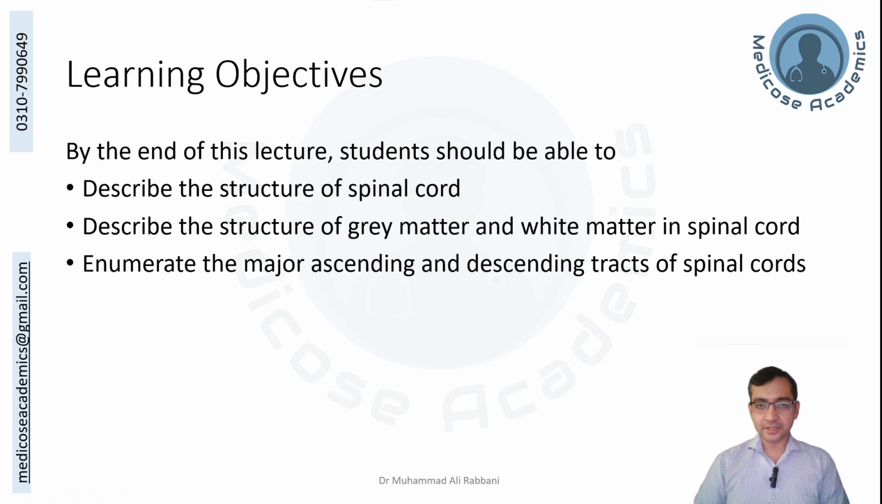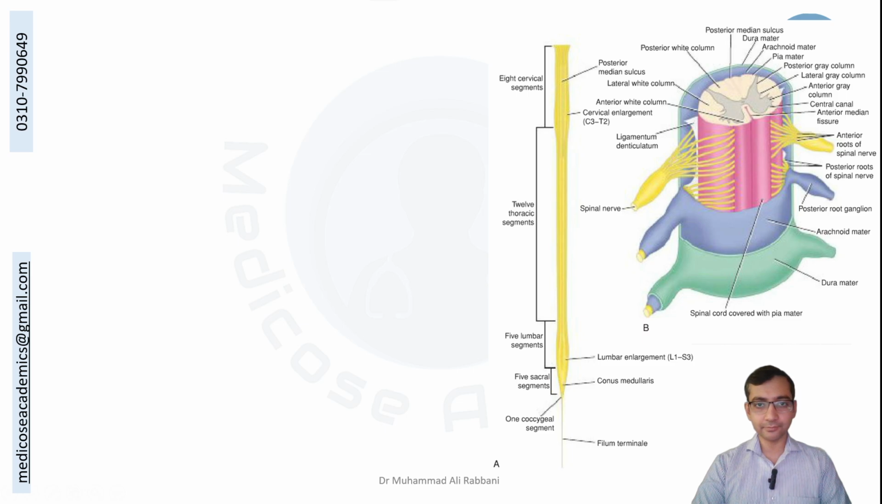By the end of this section, the student should be able to describe the structure of the spinal cord, its features, external and internal, describe the structure of gray matter and white matter in the spinal cord, and enumerate the major ascending and descending pathways, tracts in the spinal cord. So here is a picture from Snell's neuroanatomy, and we're going to start with this.